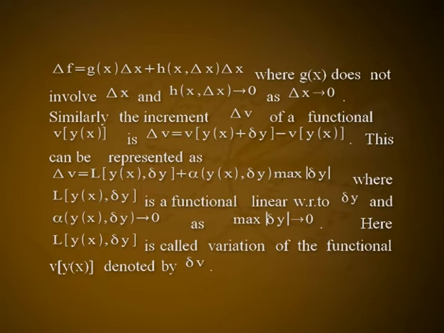Here L of y of x, delta y is called the variation of the functional v of y of x, denoted by delta v. Thus, the variation of a functional v of y of x is the principal part of the increment delta v of the functional which is linear in delta y. Let us look at some similarities between the differential of a function and the variation of a functional.